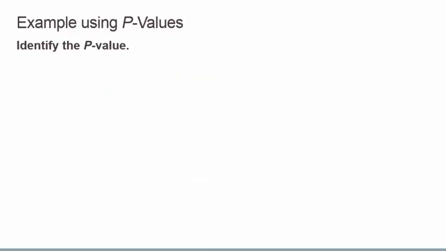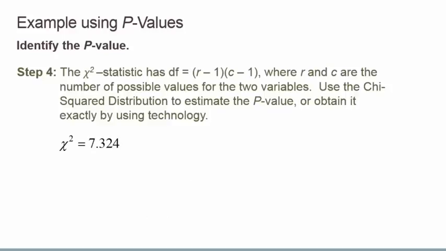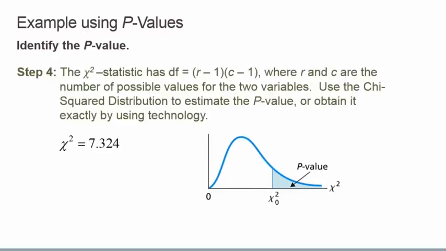Identify the p-value. Step 4. The chi-squared statistic has degrees of freedom (r-1) times (c-1), where r and c are the number of possible values for the 2 variables. Use the chi-squared distribution to estimate the p-value or obtain it exactly by using technology. We have already found our chi-squared value, 7.324. Our p-value is to the right of our test statistic.